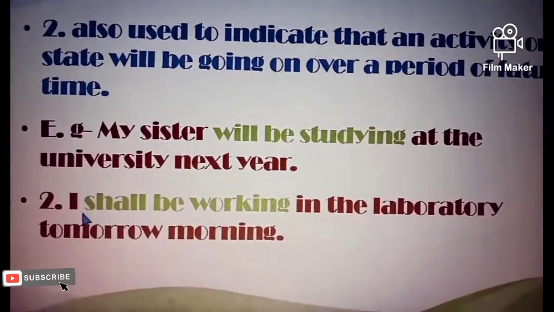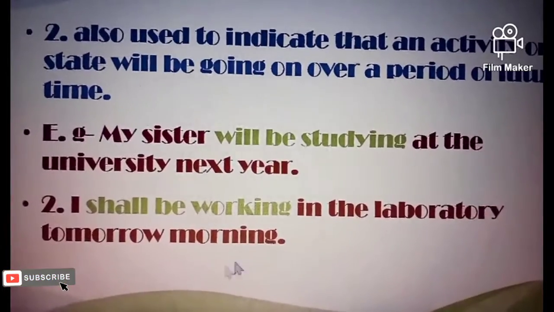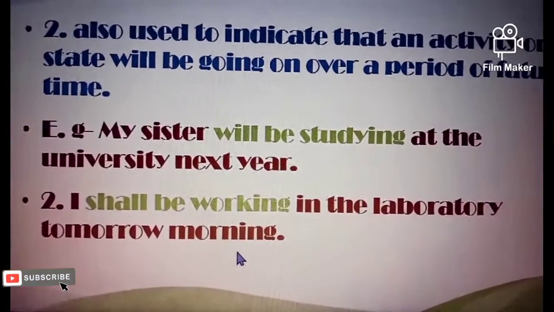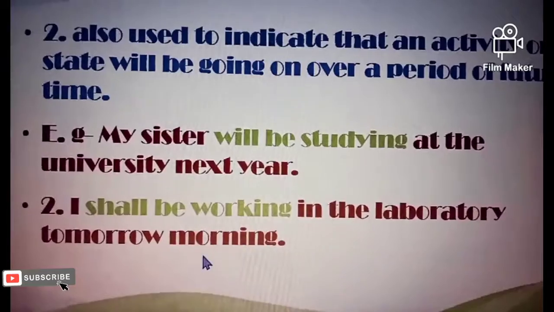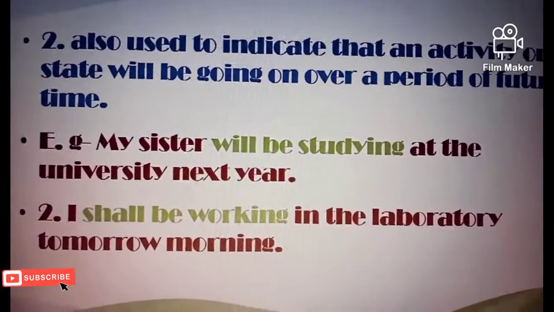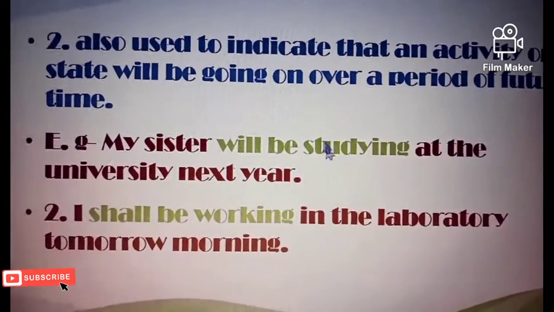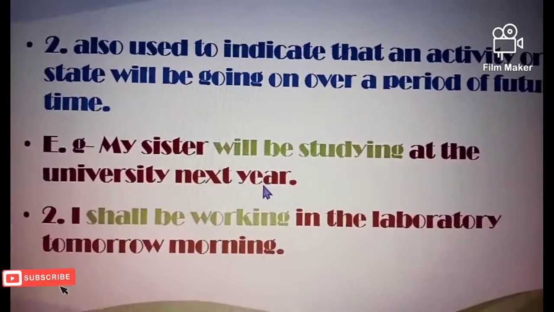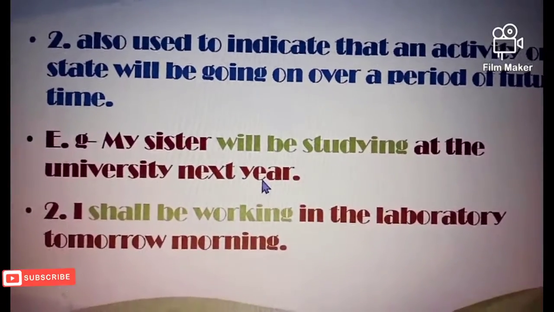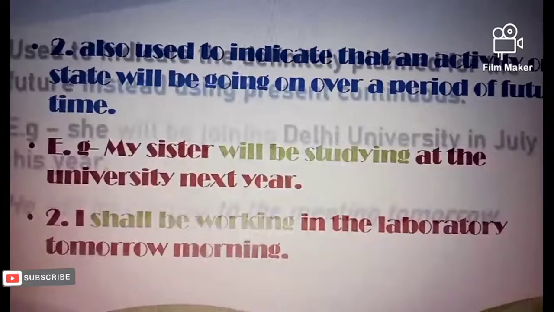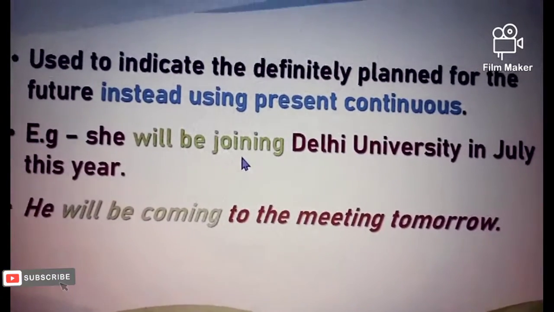Second example, I shall be working in the laboratory tomorrow morning. So tomorrow morning he will be doing some activity in the laboratory. For that, the future continuous tense has been used. This is the usage of future continuous tense.